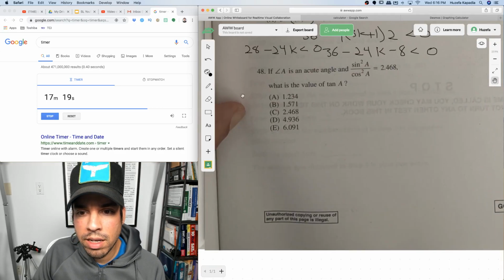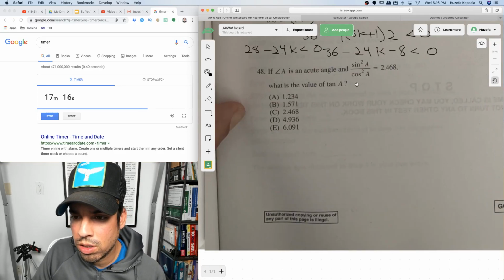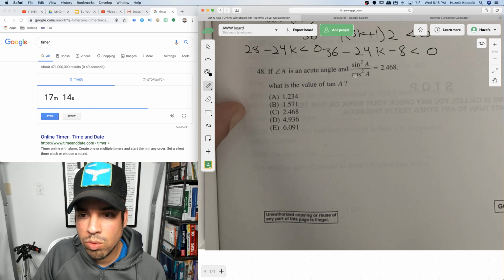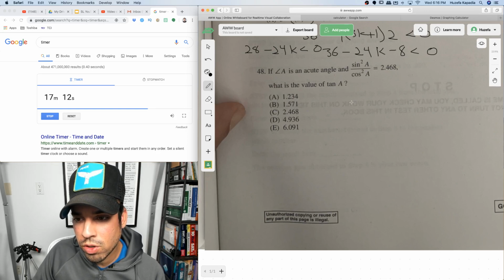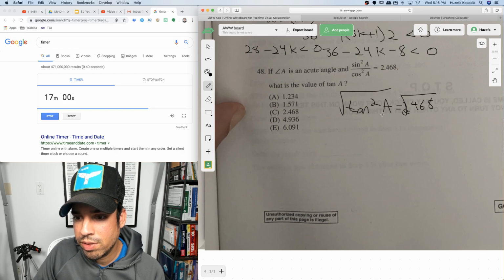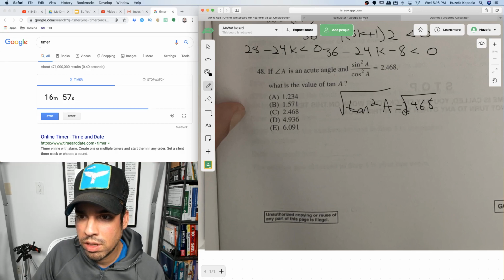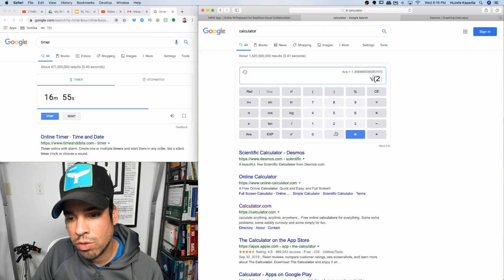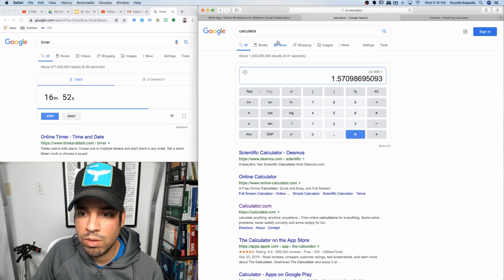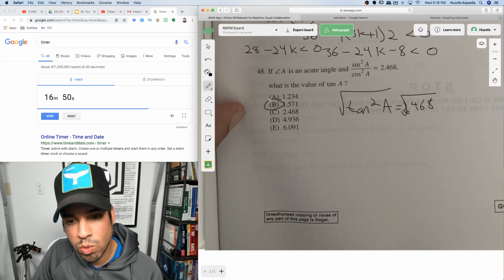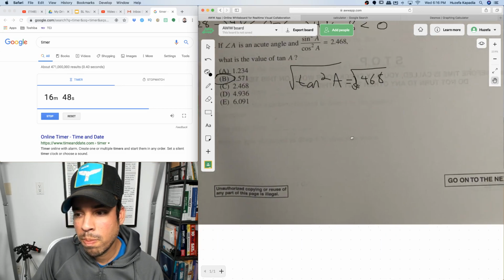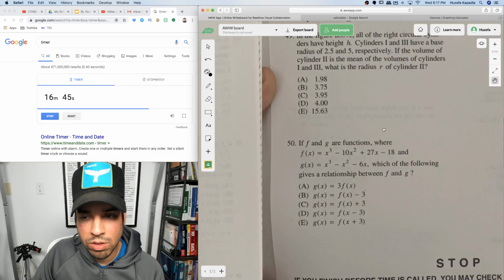All right, if A is an acute angle of sine squared, cosine squared equals blank, what is the value of tangent of A? Well, sine squared over cosine squared is tangent squared. So tangent squared A was 2.468, and we just take the square root of this, and we've got it. Square root of 2.468 is simply 1.571, and we've got it. There's probably other ways to do that, but that's the easiest, I assume.